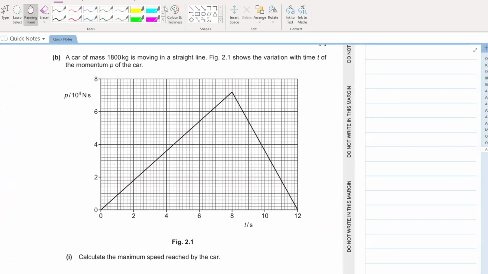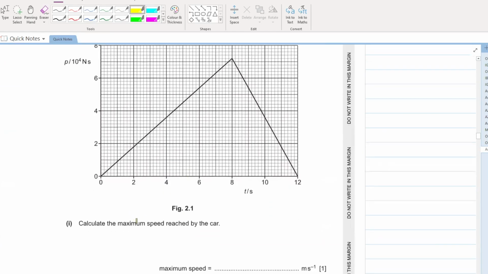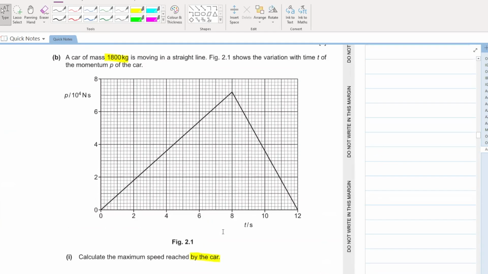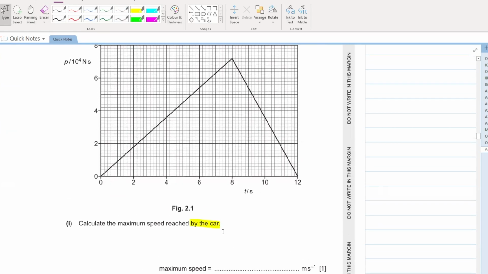A car of mass 1800 kg is moving in a straight line. Figure 2.1 shows the variation with time t of the momentum of the car. Momentum versus time graph is given. Calculate the maximum speed reached by the car. Very technical question, the examiner has thought carefully about it. Maximum speed reached by the car.